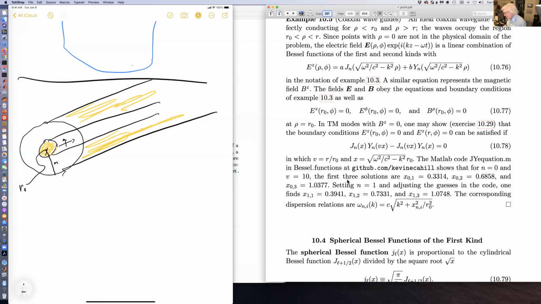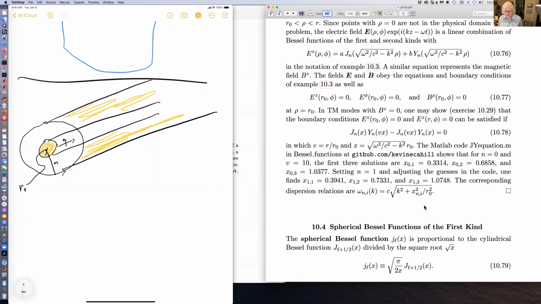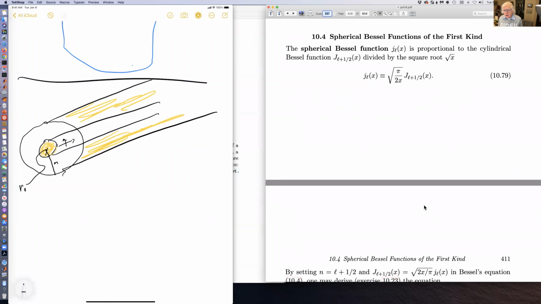The first three solutions then are x01, x02, and x03. They are 0.33, 0.68, and 1. For n equals 1, we get 0.39, 0.73, and 1.07. And these are then the frequencies. So that's how the coaxial cables go.